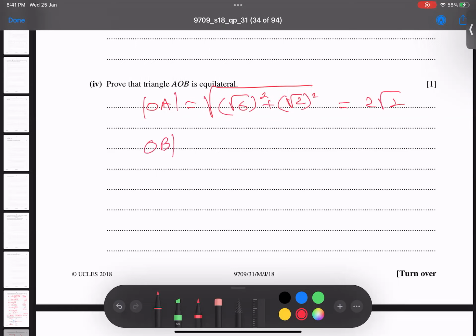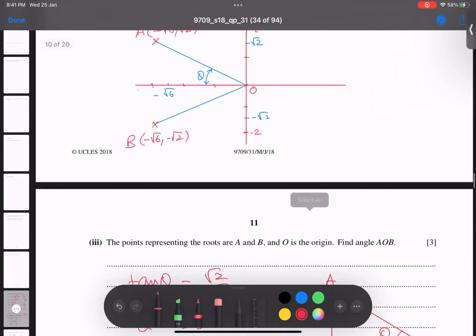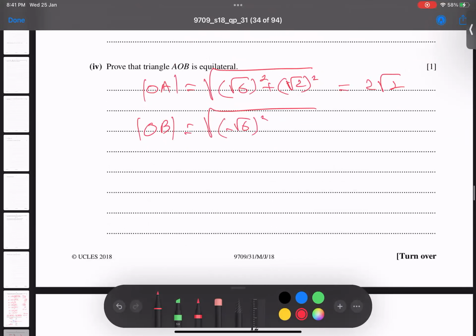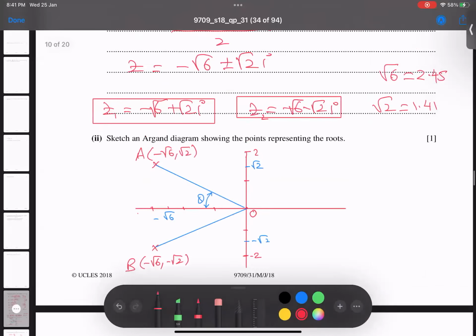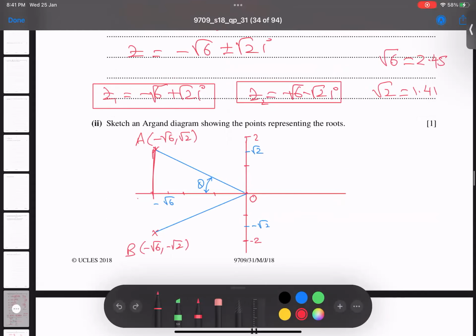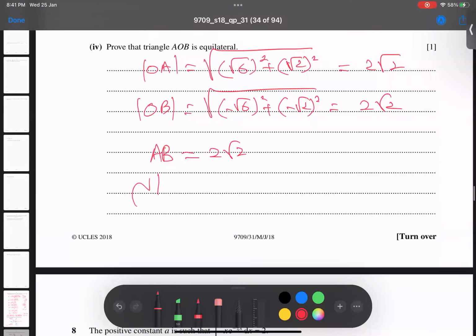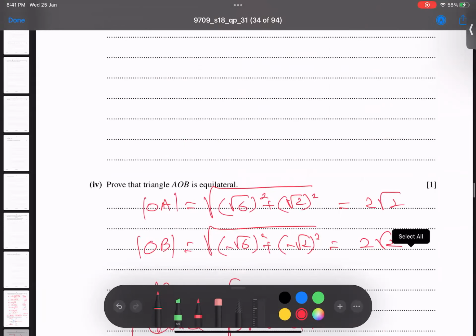Similarly, I'm finding the OB length. You can type it in the calculator. For OB, naturally x is negative and y is negative. Whether you take the negative sign or not, no effect will come, but I show it for examiner satisfaction. Again I got 2 root 2. And I can say that the AB distance directly is 2 root 2. How? Look, I showed before, this is root 2 and this is root 2; root 2 plus root 2 becomes 2 root 2. So, Alhamdulillah Rabbil Alameen, you can say hence proved that this is an equilateral triangle. The question is completely clear.